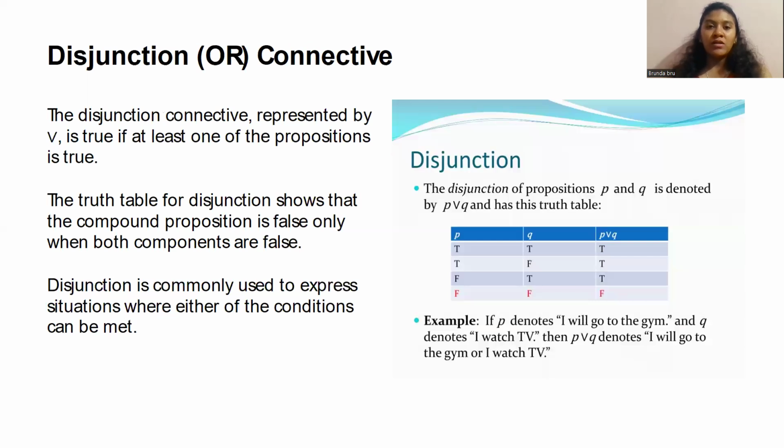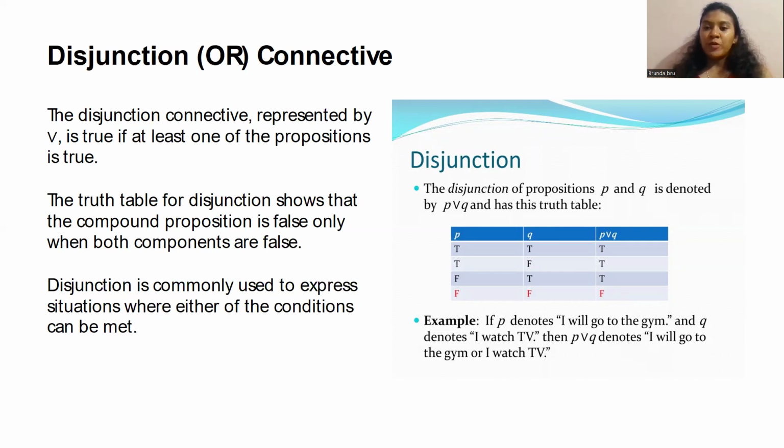Disjunction, that is the OR connective. The disjunction connective represented by OR is true if at least one of the propositions is true. The truth table for disjunction shows that the compound proposition is false only when both the components are false. Disjunction is commonly used to express a situation where either of the conditions can be met.